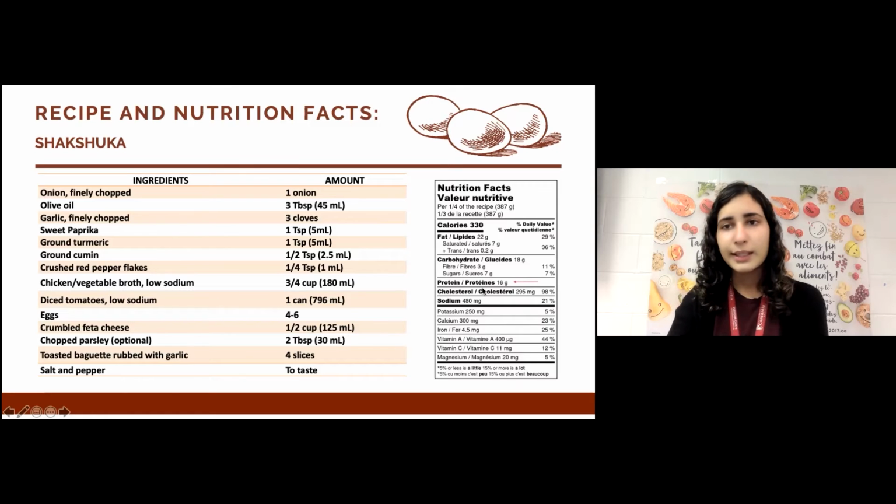So this recipe contains 16 grams of protein per serving, which is a fair amount, and it is also high in calcium, iron, and vitamin A. We can consider our recipe or product to be high in a certain nutrient when the percent daily value is above 15%.